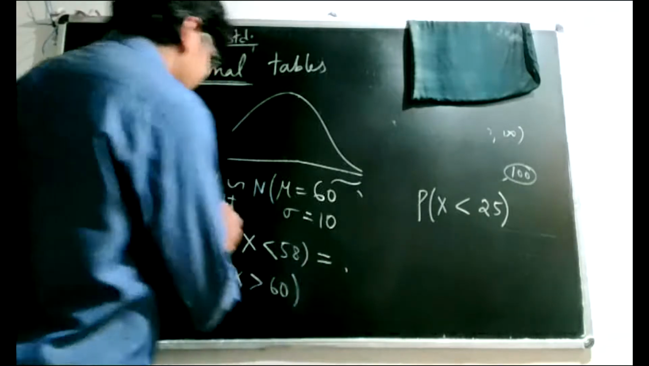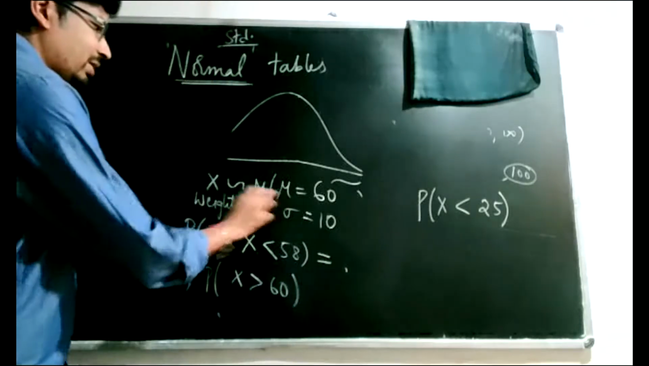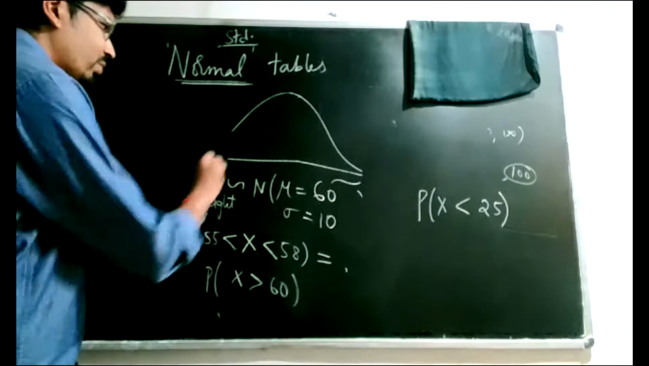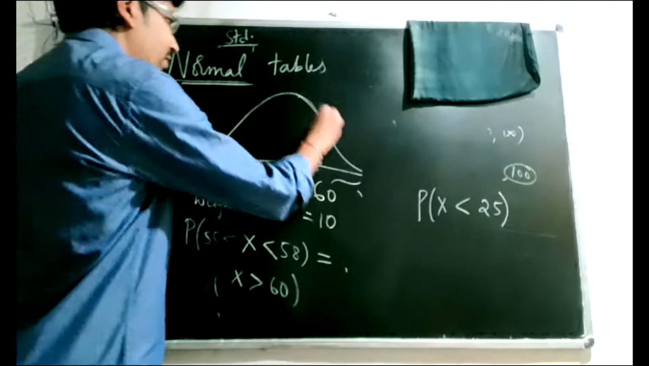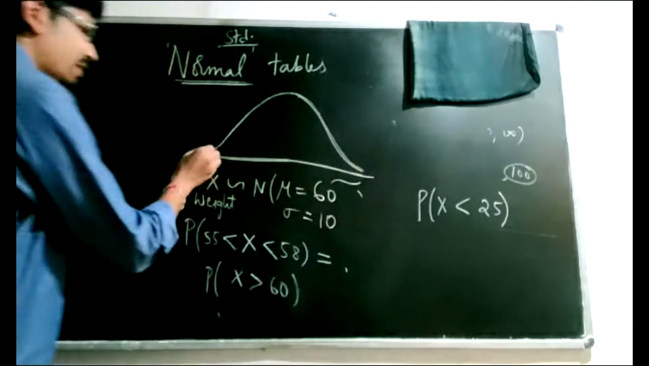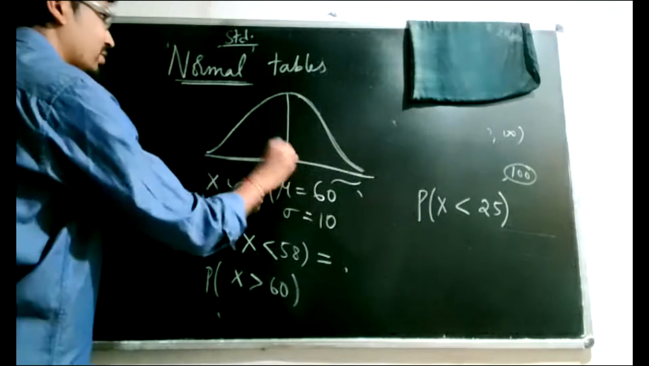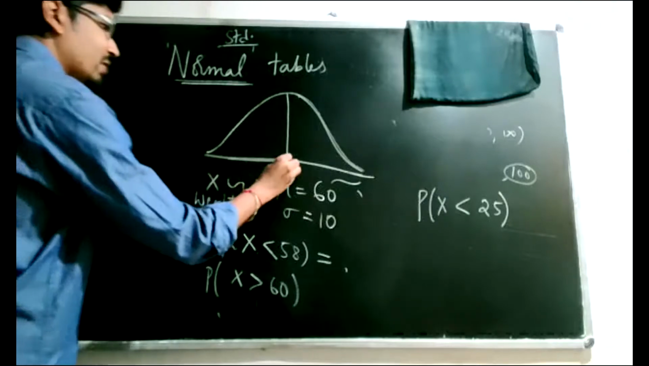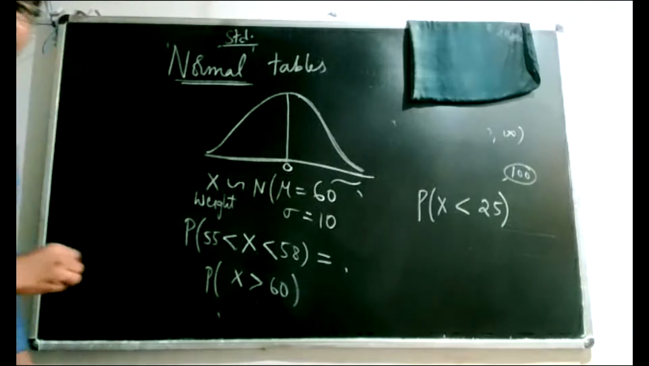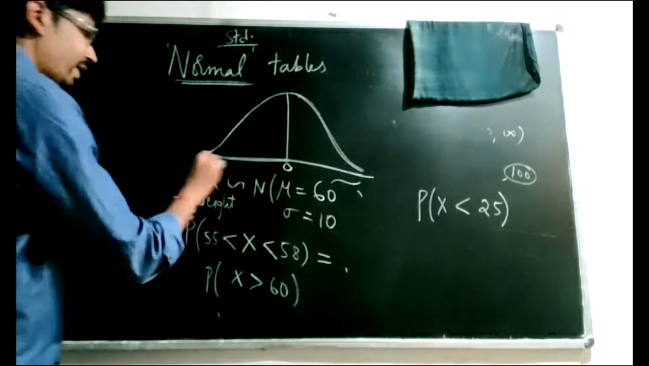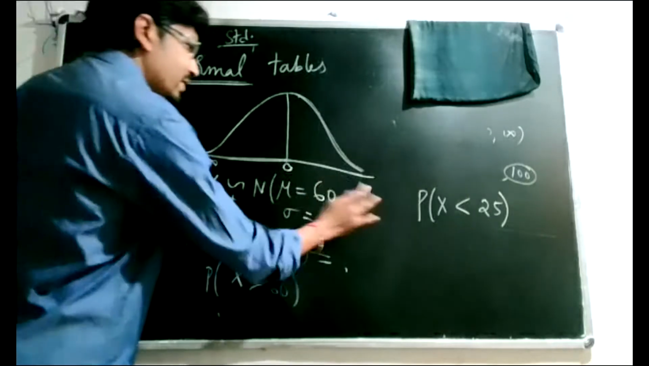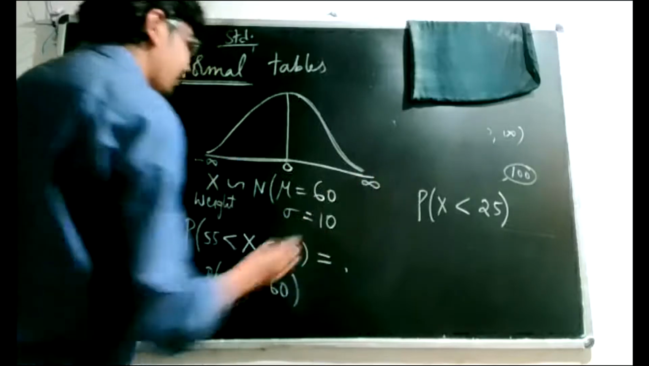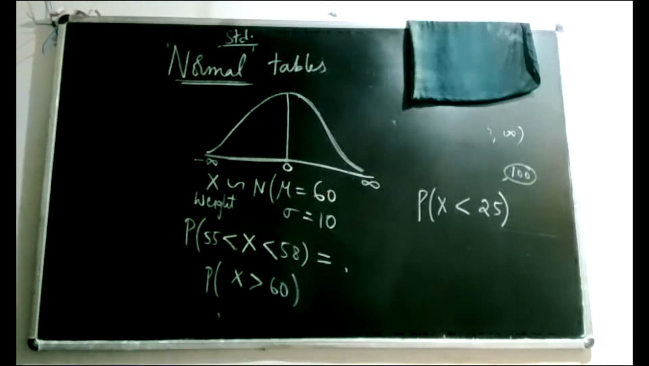So I said the first step is reducing the values of x into z and then looking into the value of z. Now let us understand the z table first. So this is your normal table z. When I talk about the distribution of z, the middle value is 0 because that is the mean of z, and I have the extreme values as minus infinity to infinity.